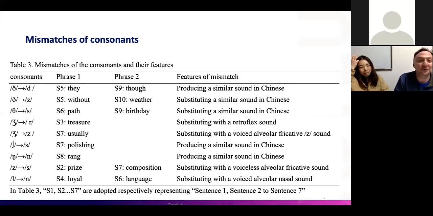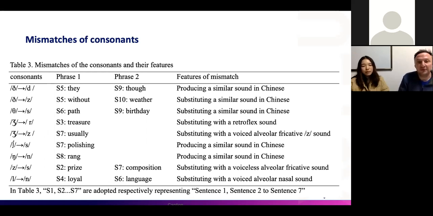Here's a table of those results. So in most cases, the students substitute. They produce a similar sound just to make life easy for themselves. And that's typically happening because the sound doesn't exist in Chinese, or maybe in their dialect of Chinese.